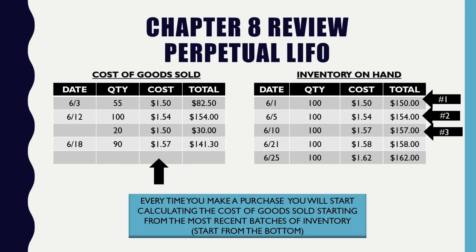Whereas LIFO, we talked about this, every time you sell something, you're always going from the bottom. And if you make an extra purchase, then you're going to start all over at the bottom. At the end of the day, you're still going to be at the bottom at every single transaction. You always start at the bottom of every transaction.